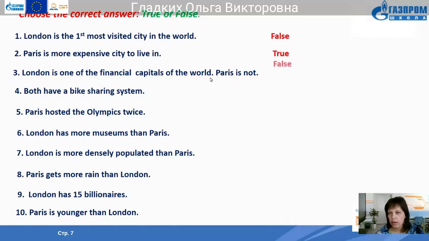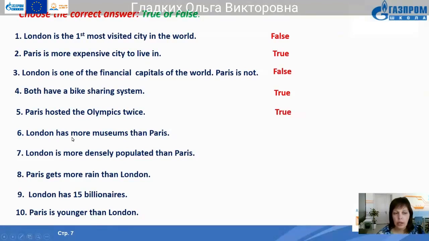Okay, let's compare your answer. Aiday, that is false. Next, both have a bike sharing system. Is it true or false? Any ideas? Kutman, false. Let's see. That is true. Now, Paris hosted the Olympics twice. So, any ideas? Aiday, your answer is true. Okay, let's see. You're right.